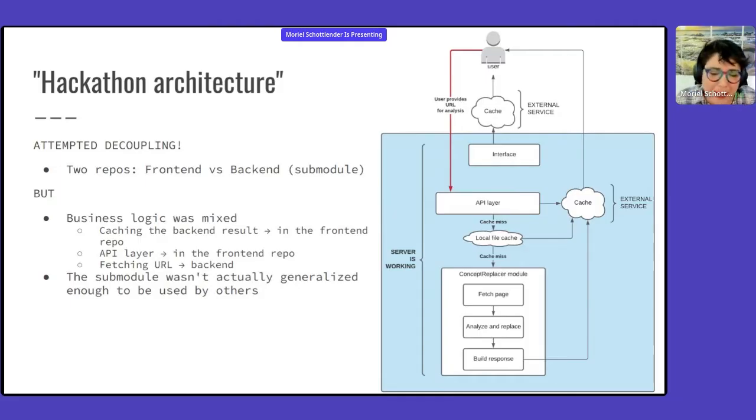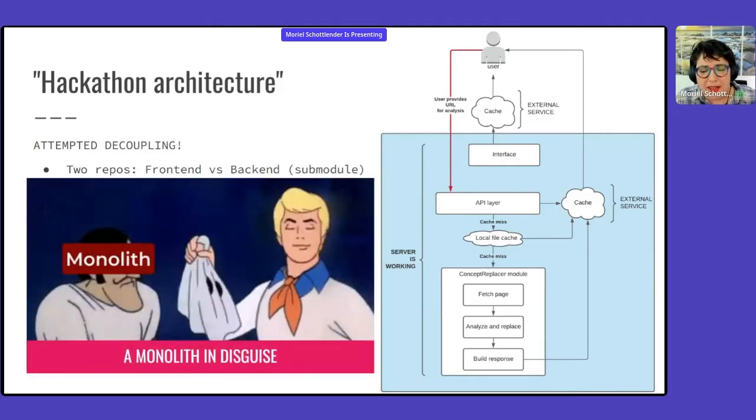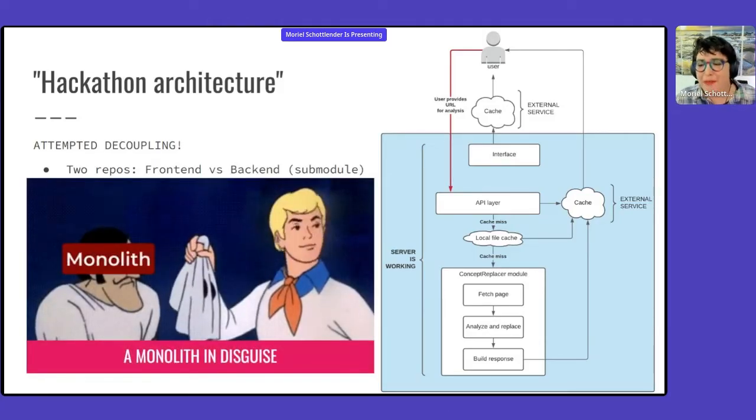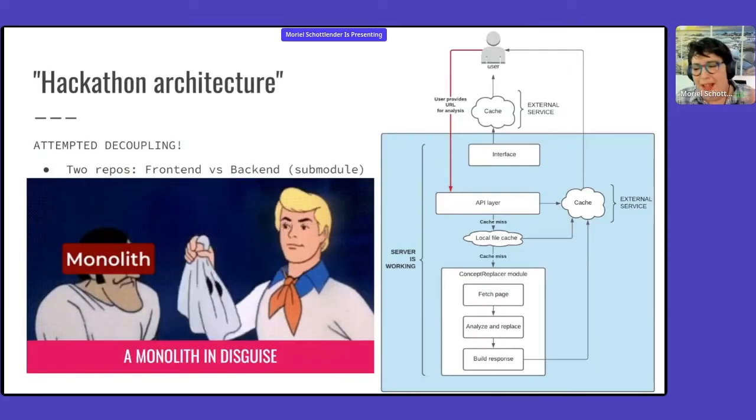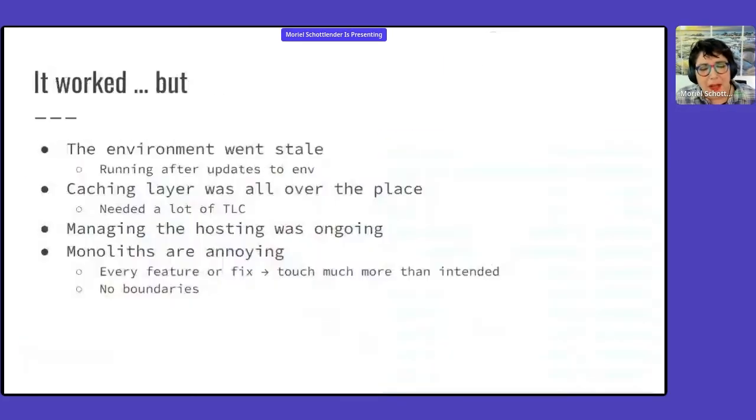While we were working on this in the hackathon, everything started kind of mishmashing together. The business logic was all over the place. The caching was everywhere. The front end was fetching, and the back end was kind of interpreting. It was crazy. It ended up being very tangled, which means it was a monolith in disguise. I attempted to do decoupled. It was not decoupled at all. But look, as a hackathon project, it works, right? It's there. I put it out there. People use it. It works. It's great. So why should I touch it?